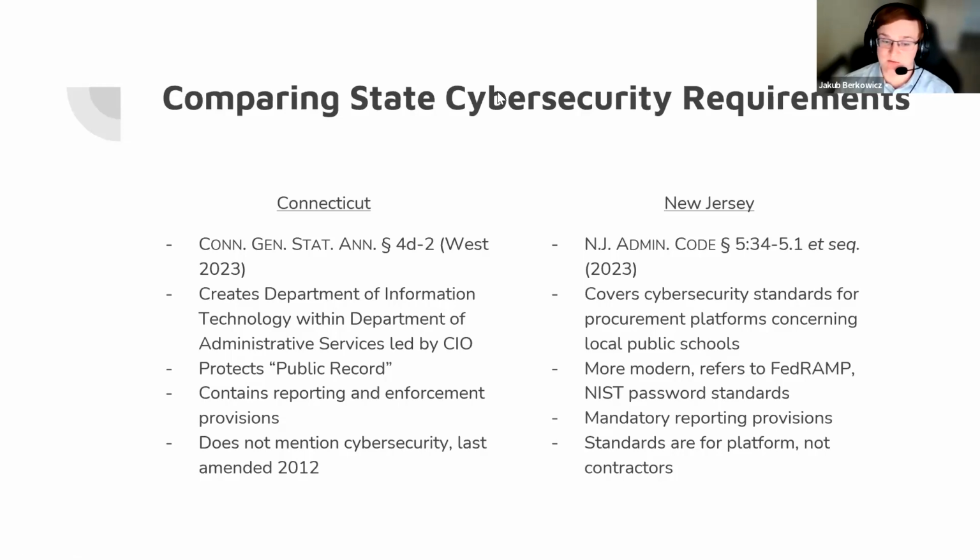Something like this New Jersey regulation, coming from their electronic procurement code for state public schools, looks at more modern approaches. It mentions FedRAMP as one of the standards that these electronic procurement vendors have to meet: it has to be FedRAMP certified, or at minimum you utilize something similar to FedRAMP. It has more modern applications of security standards, so it uses the NIST password standards as an example. There's the similar concept of mandatory reporting provisions, which pops up in a lot of regulations and statutes. The standards here are for the platform itself, not the contractors, but a lot of these concepts, at least in the new age of cybersecurity, are brought up and referenced when dealing with these statutes.